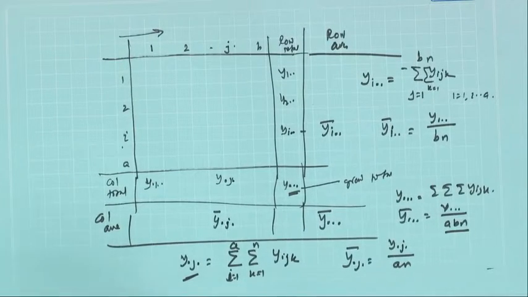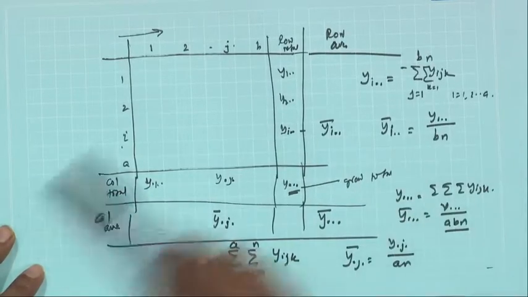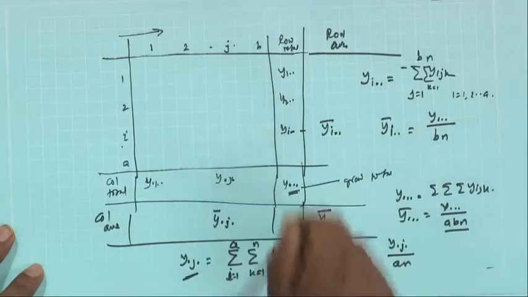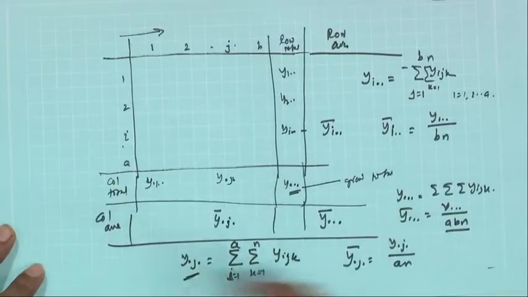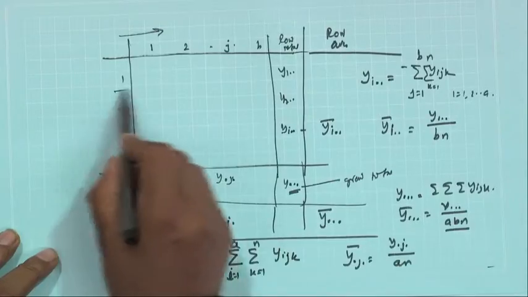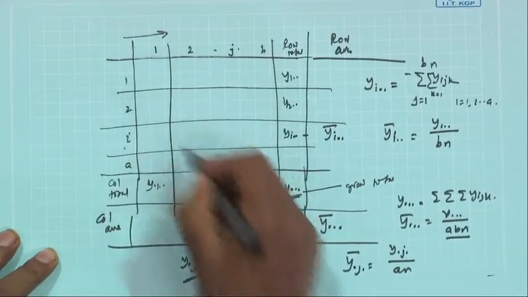Okay. So, this is the computation of different averages: row average, column average, row total, column total, and grand averages. This is what is given here in the slide also: y_i.., y_.j., y_ij. One more thing I have not given here is what y_ij. will be.